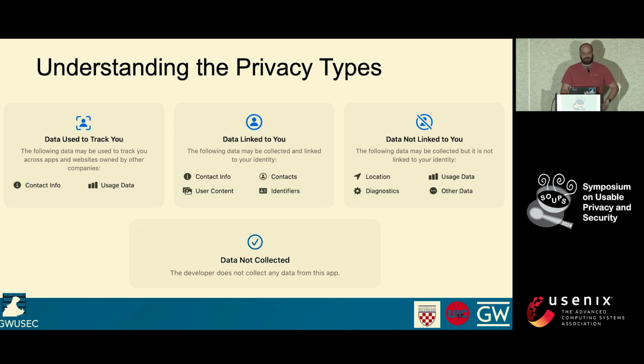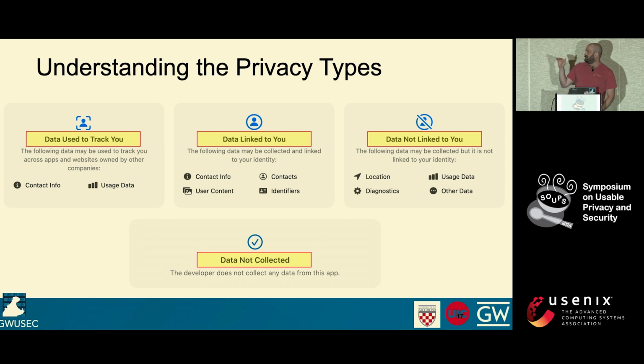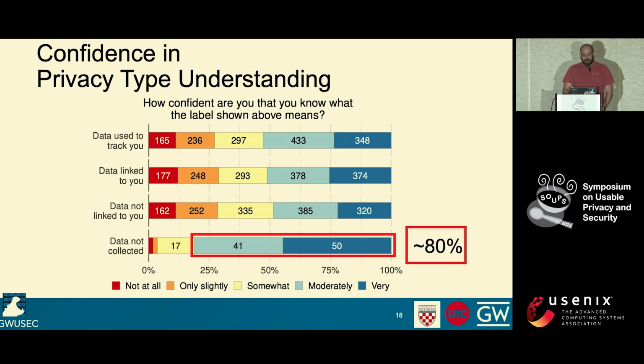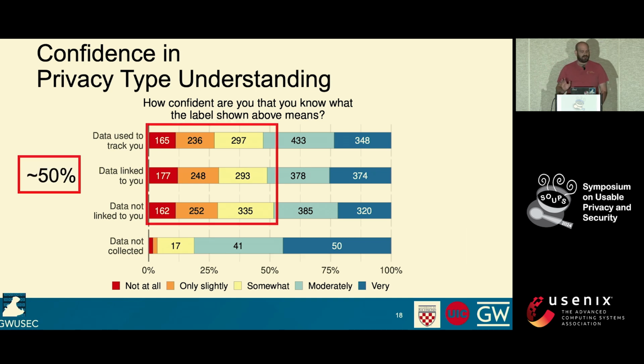We looked first at the privacy type. Remember, this is data used to track you, linked to you, not linked to you, and data not collected, which is mutually exclusive with the others. We find that most people seem to understand data not collected: 80% of people are moderately to very confident that they understand what this means. But it's much less so for some of the other privacy types, where only 50% are up to somewhat understanding.